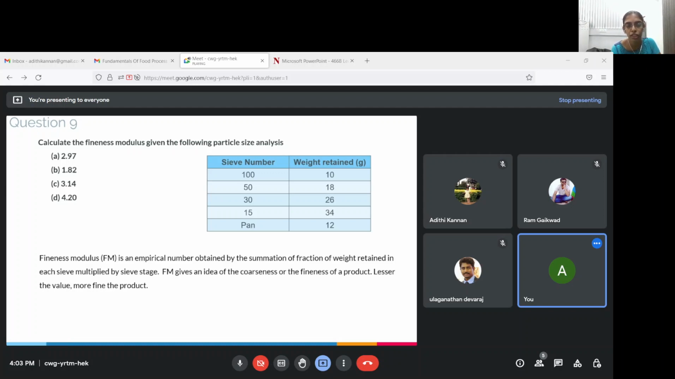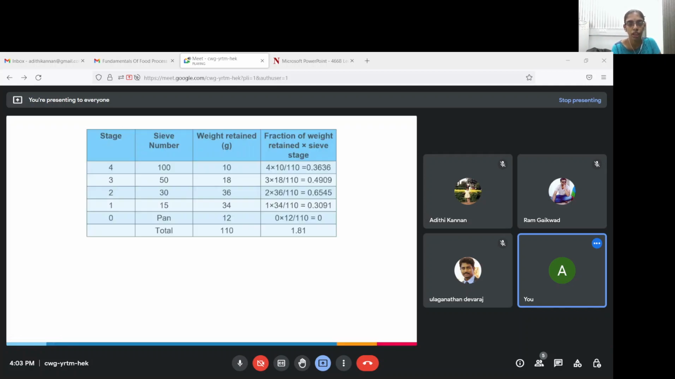To calculate the fineness modulus, you need to sum the fraction of weight retained in each sieve multiplied by the sieve stage. First, this is the sieve number that was given in the question. A stage starts from the bottom: your pan will be considered as stage 0, where you collect your product. As you go up, your stages will increase. 15 is the first stage, 30 is the second, 50 is the third, 100 is the fourth. This is how you will mark the stages of your size analysis equipment.